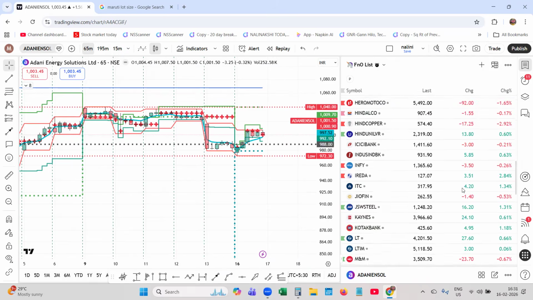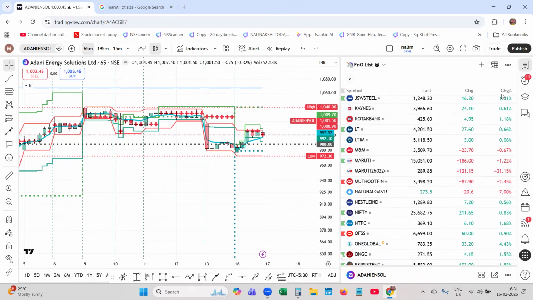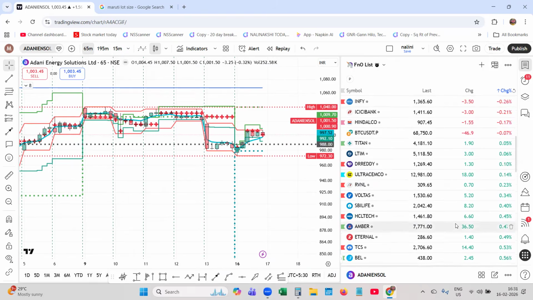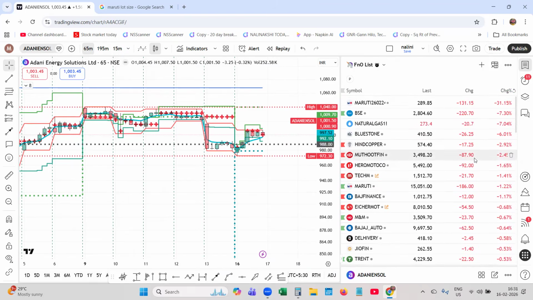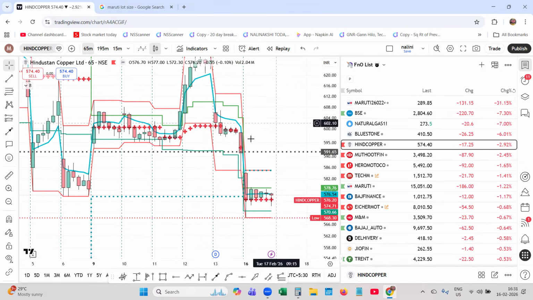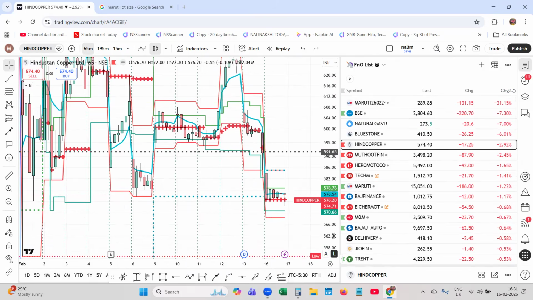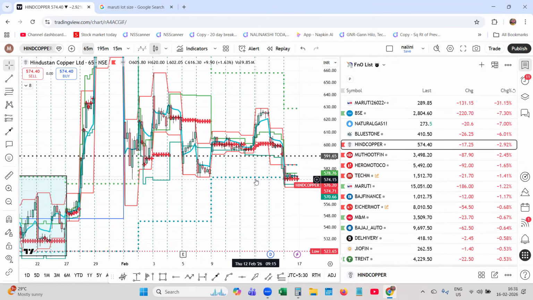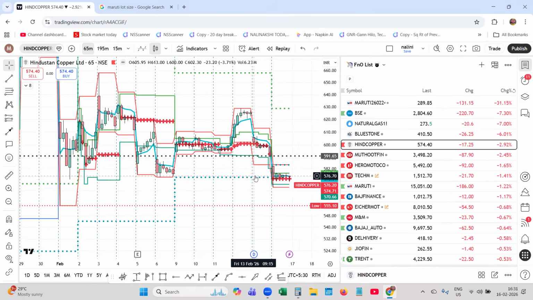Like that, let us go. Any stocks, change in percentage, negative stocks. There are negative stocks, of course. Here, you can consider Hindustan Copper. Let us check what has happened with Hindustan Copper. This stock has fallen from the top, and it has not been accepted inside the previous week's low.